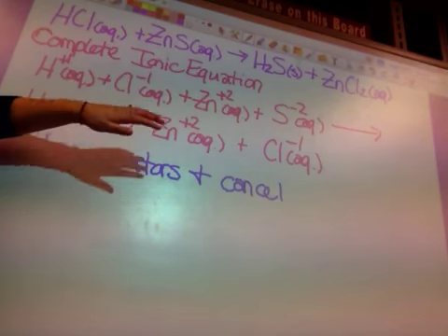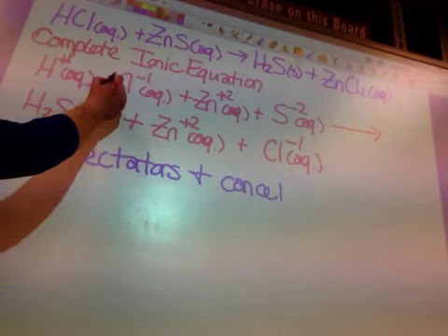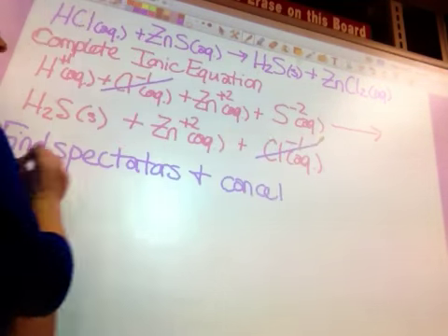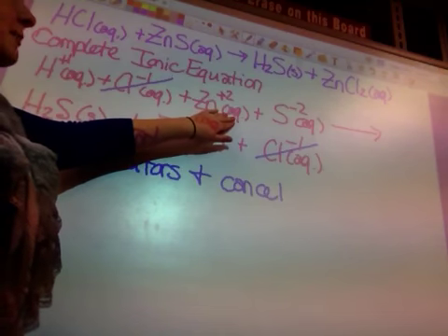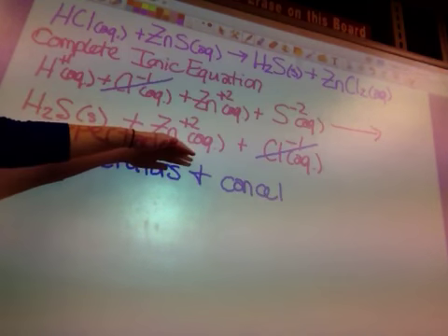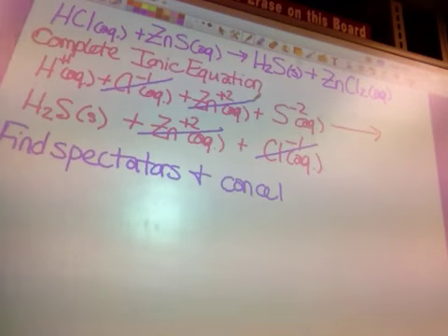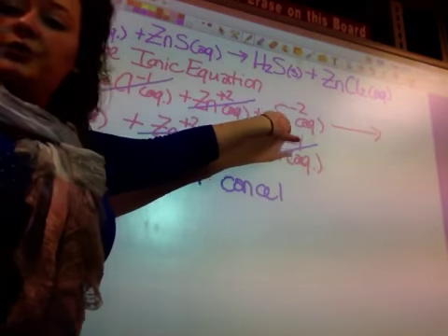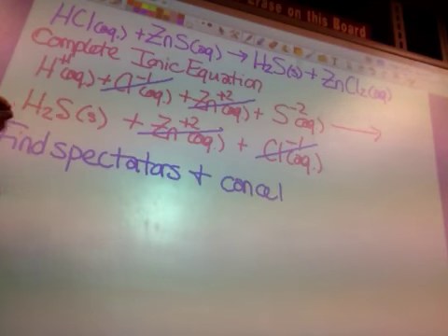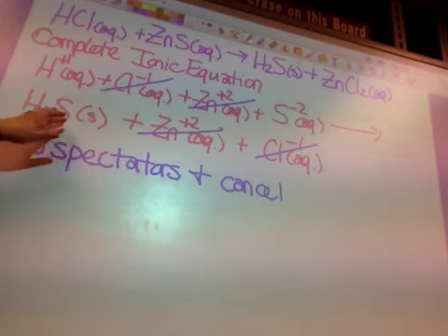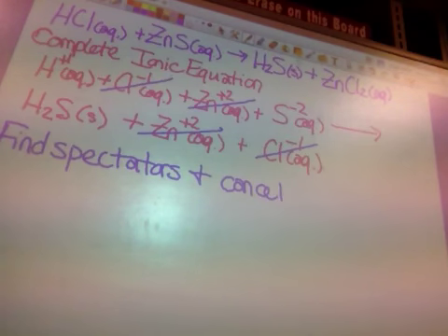Chlorine with a -1 charge, aqueous. I see that exact same thing right here, so those can cancel. Those must be spectators. Zinc with a +2 charge, aqueous, is on my reactant side. I see that exact same thing on my product side, so that means I can cancel those. Sulfur with a -2 charge, aqueous. I don't see that exact same thing on the product side. I see sulfur bonded with hydrogen as a solid. That's not the same thing, I can't cancel those out.